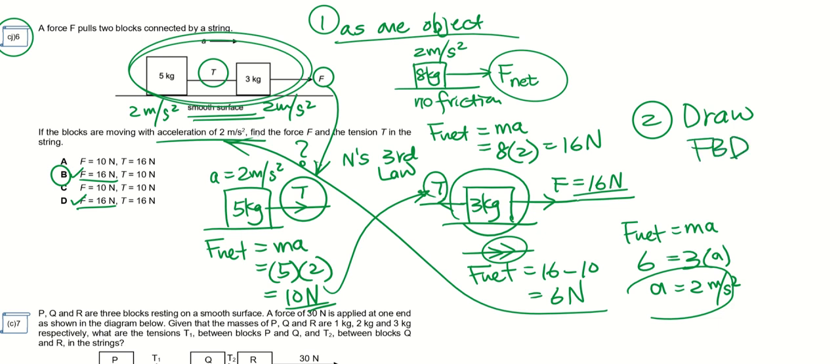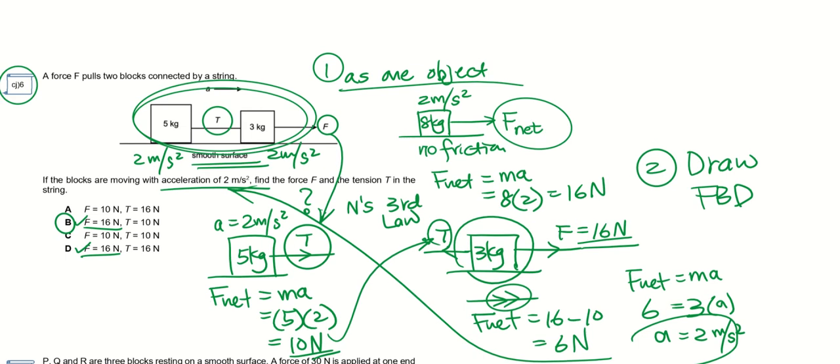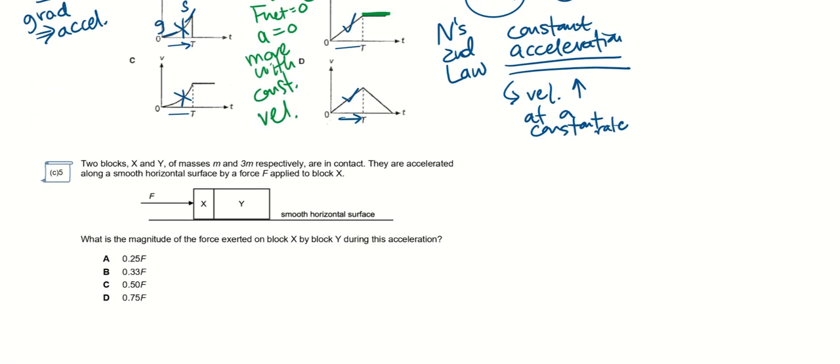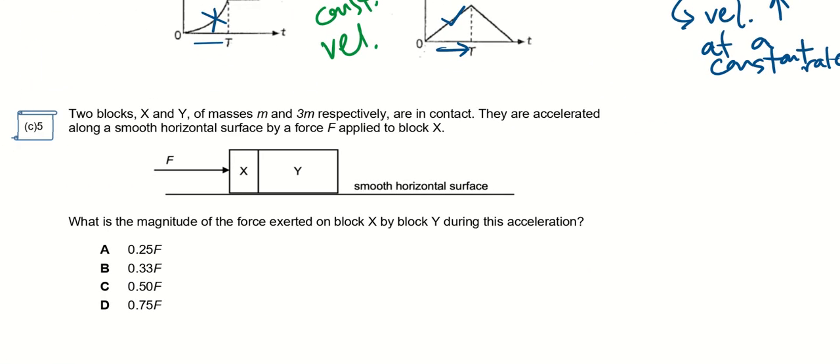Okay, now let us take a look at the previous question then. There are two blocks X and Y of masses m and 3m respectively. They are touching one another. So the force F is actually pushing X and Y together. But Y doesn't know that this force is pushing him. All Y knows is that X is pushing him, right? Because he only sees X making a push on him.